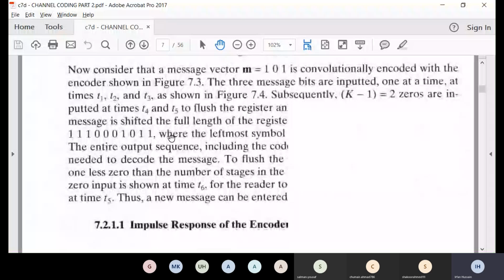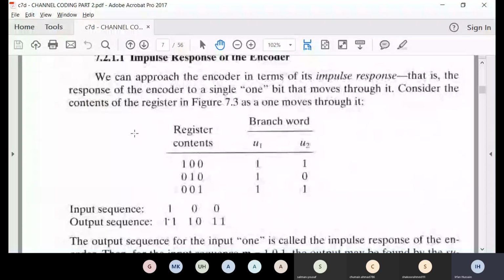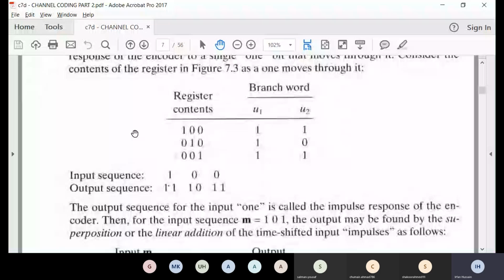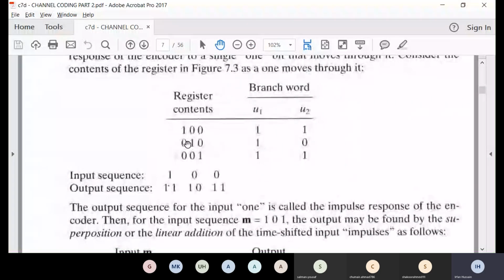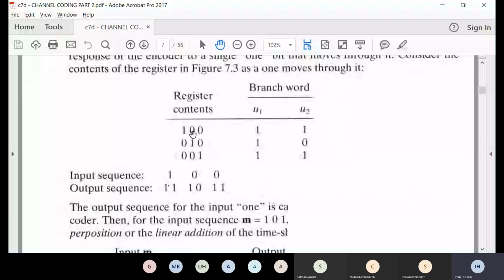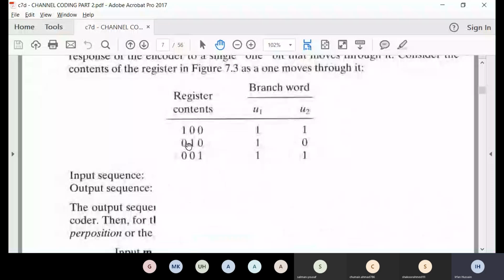You can also calculate the impulse response of the encoder, and this can be done without difficulty. We just put 1. So we saw it was 1, 1. Then you have 0, 1, 0. 0 plus 1 plus 0 is 1, and 0 plus 0 is 0. So you have found the impulse response by just putting 1 here, then shifting 1 here, then shifting 1 here. This is called the impulse response. The input sequence was 1, 0, 0, and the output was 1, 1, 1, 0 and 1, 1.